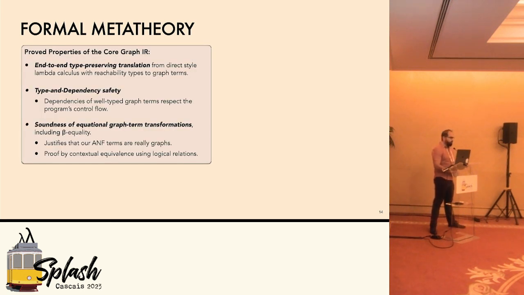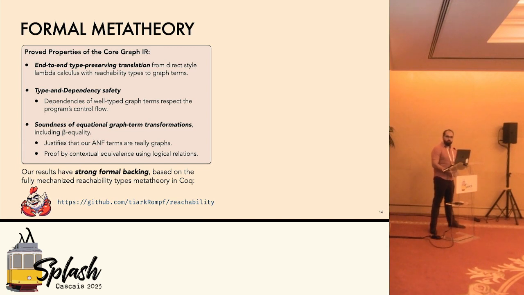But leveraging this close correspondence between term level intuitions and graph level intuitions, we can also have a formal meta theory for the graph IR that asserts that this is actually reasonable. And we went to the trouble of proving type independency safety, so we know that the synthesized dependencies are actually sound and correct and faithful to the program's control flow, and we also have developed logical relations for reachability types to show that the equation rules I showed earlier, including function inlining and beta equality, are sound with respect to contextual equivalence using this logical relations argument. And this is all backed up by the mechanized meta theory from the previous work on reachability types, which you can check out at our local repository.